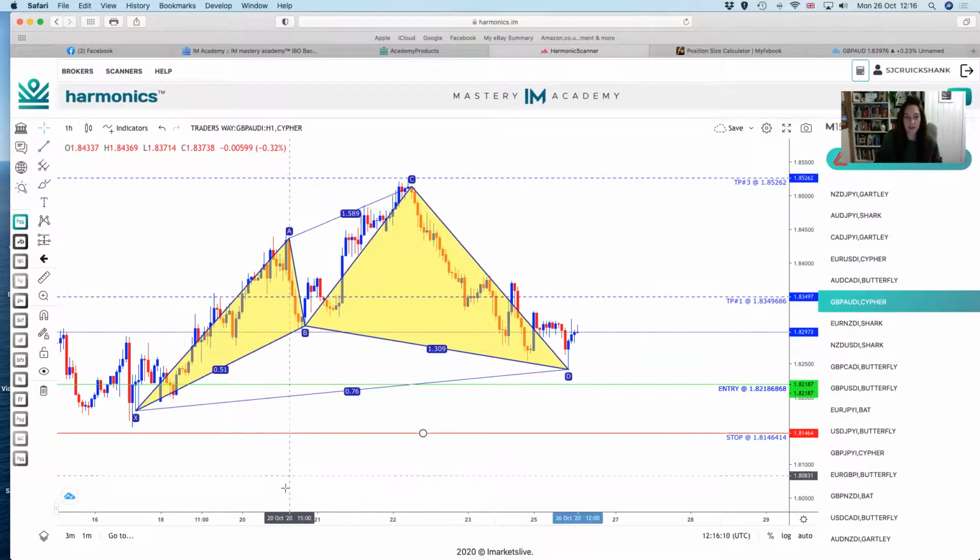Can you see where I'm looking at the bottom here on this grid? Right, my B point is there. So my B is on the 20th of October at 8 o'clock in the evening.